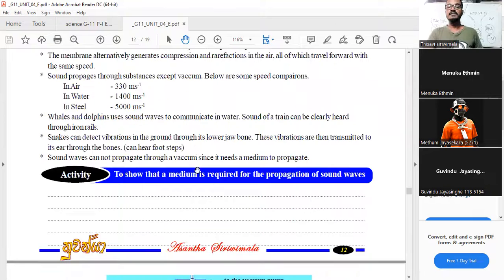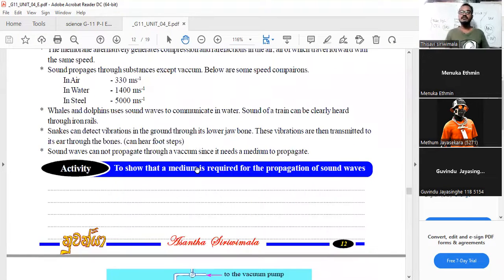Whales and dolphins use sound waves to communicate in water. The sound of a train can be clearly heard through iron rails. So if you keep your ear on the railway line, but be careful. There should be some other people also, because when you concentrate on listening to the sound of the train, sometimes you will hear that it is coming from very far away, but if you are really unfortunate, it may be a few feet away. So therefore be careful.